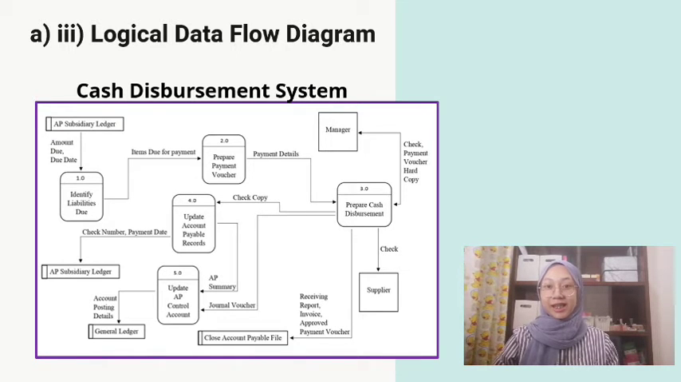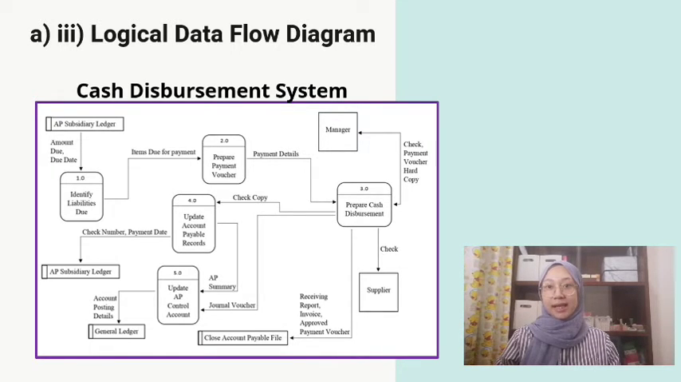For the logical data flow diagram of the cash disbursement system, the accounts payable clerk in the accounts payable department reviews the account payable subsidiary ledger in the computer to determine the liabilities that are due. Accordingly, the clerk prepares the payment voucher with a sequence numbering for each item due for payment. The clerk then prints a hard copy of the payment voucher. Next, the clerk takes the checkbook from a locked cabinet and prepares a check for the payment voucher.